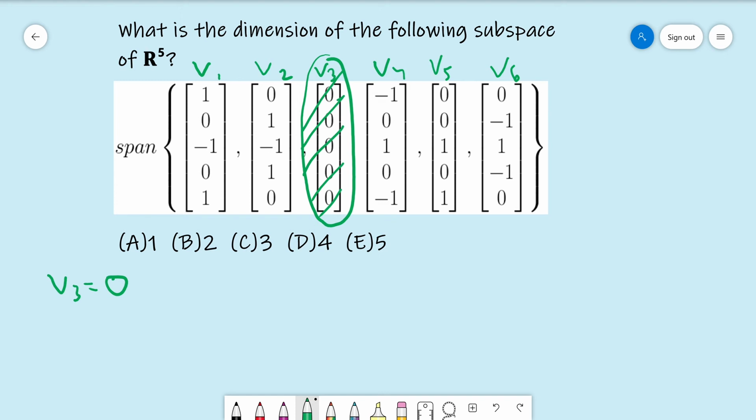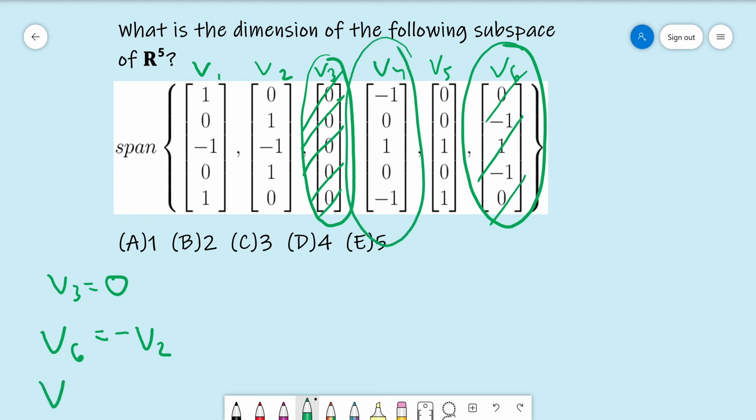And if we look at V6, we can see that it's just -1 times V2. So that doesn't really help us either. That doesn't add to our dimension. Also, we can see that V4 is just -1 times V1. So that doesn't contribute to our dimension either. So we're left with 3 vectors, and the question is, are they linearly independent?